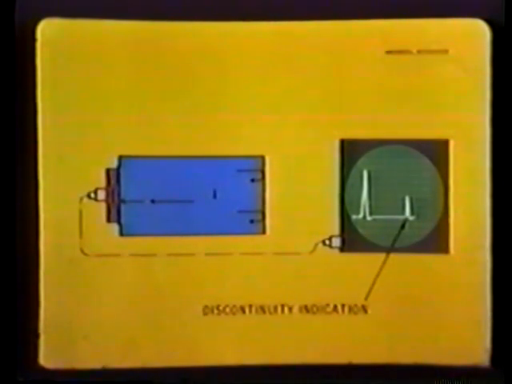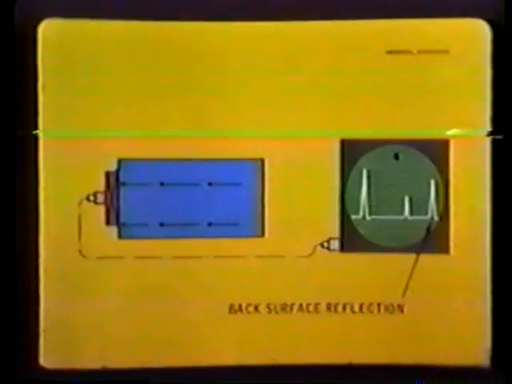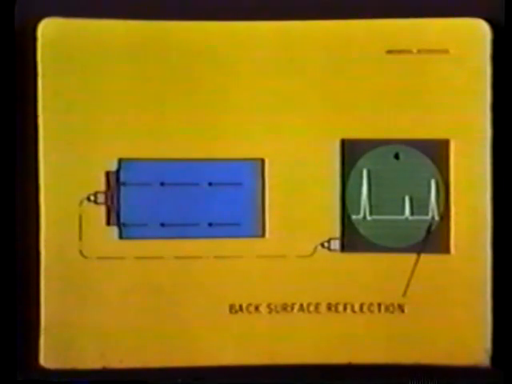The height of the resultant pip represents echo amplitude. Its position on the baseline represents the time it took for the trip to the discontinuity and back. The back surface reflection, having the farther distance to travel, arrives back at the transducer later. Its position on the baseline indicates the time required to travel to the back surface and return.